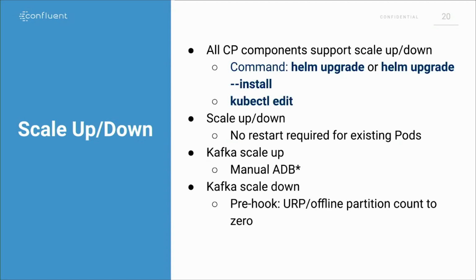For scale up, especially for Kafka, today we still expect you to run a manual ADB. That's our IP. But long term, we are planning to automate this capability, so that when you scale up, the ADB gets triggered internally and makes sure that it replicated correctly. And scale down, as I talked about, we already run pre-hook stuff.